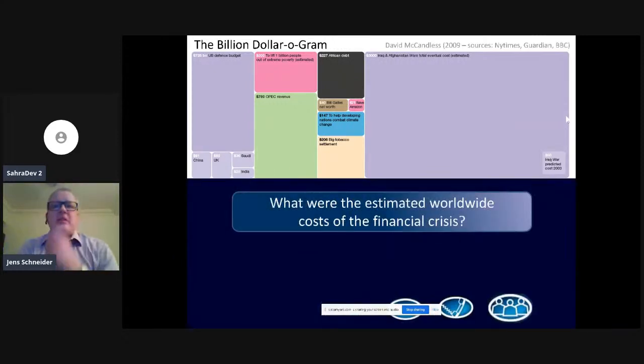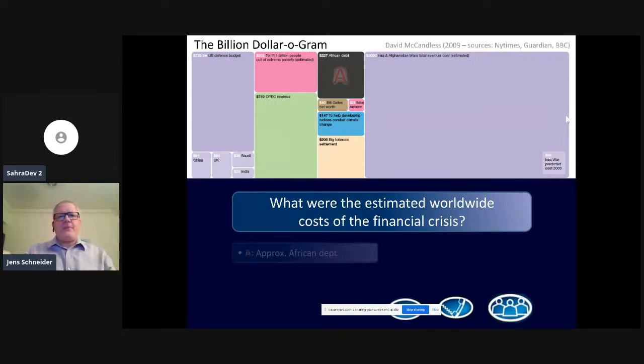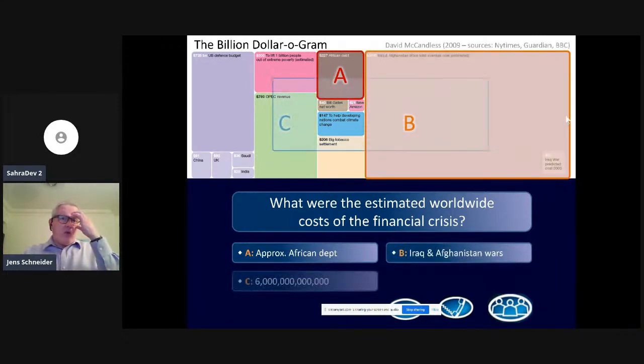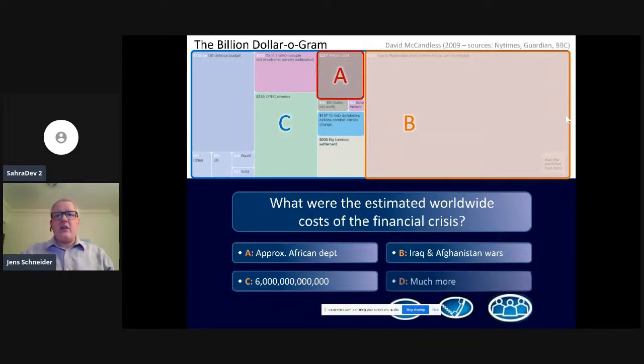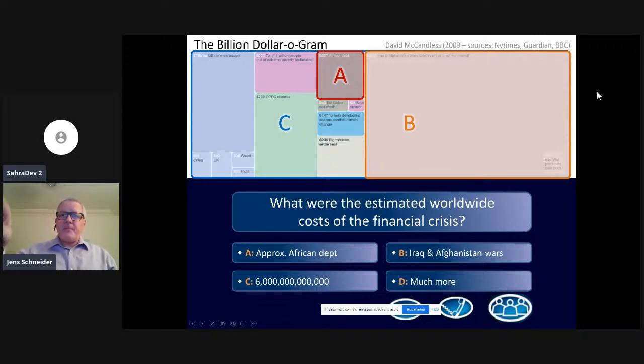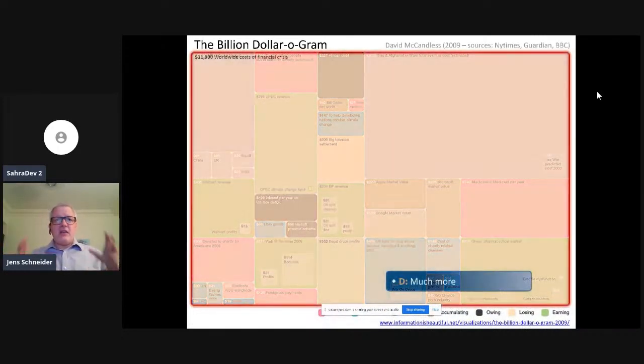So now a little quiz. What were the estimated worldwide costs of the financial crisis? Each of you just think about it for 1 second and try to come up with the correct guess. Was it approximately the same as the African debt, $227 billion? Was it as much as the Iraq and Afghanistan wars? Was it all of it, 6 trillion, or even much more? So what do you think? And the answer here is much more.